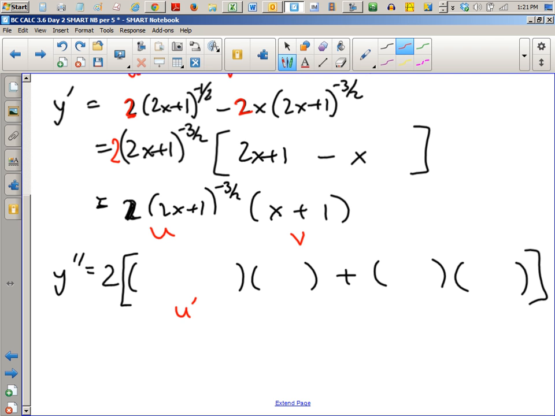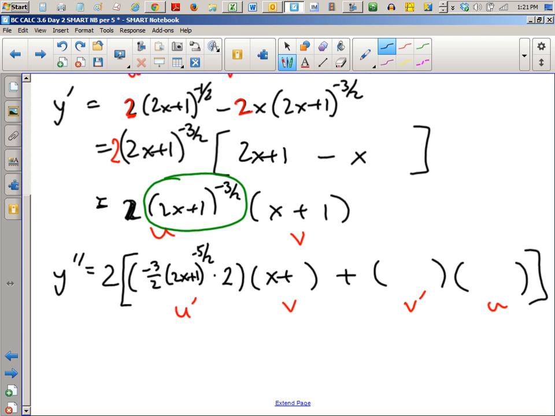All right, so I'm going to do u prime v, v prime u. Okay, u prime, that's this object here, derivative. Bring the negative 3/2 down, take away a power, and multiply by the derivative of the inside. So it's going to be negative 3/2, it's going to be (2x + 1) to the minus 5/2, and multiply by 2, because that's the derivative of the inside. Then we just copy x plus 1 here. V prime is simply 1. That's simple enough. And u is copy and paste from up above.